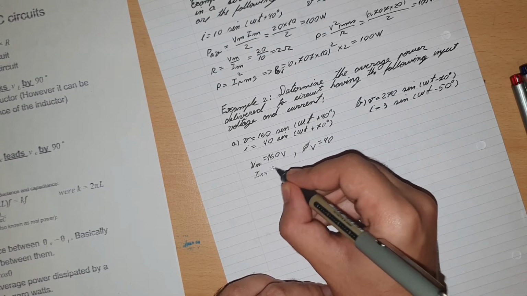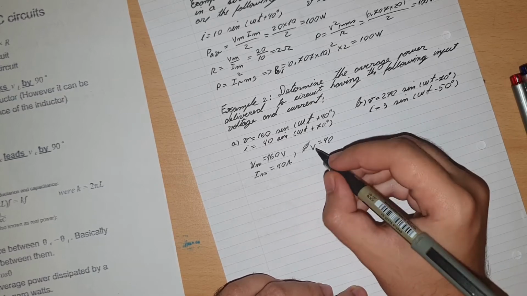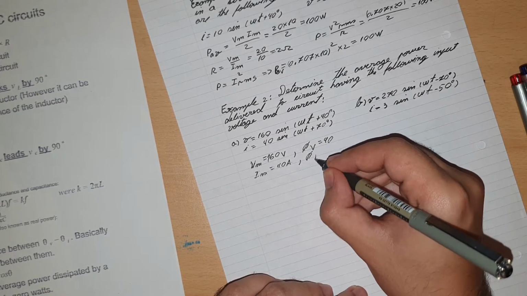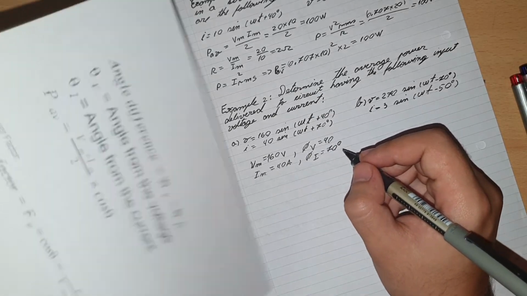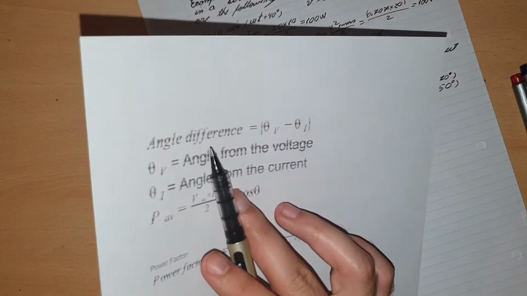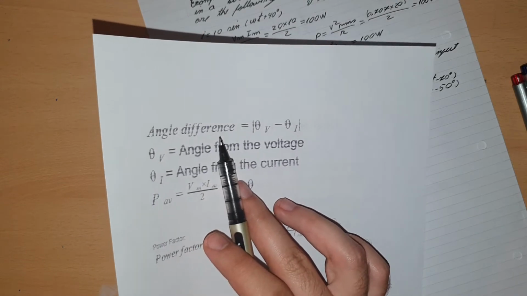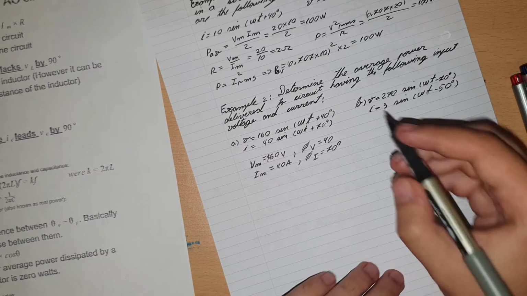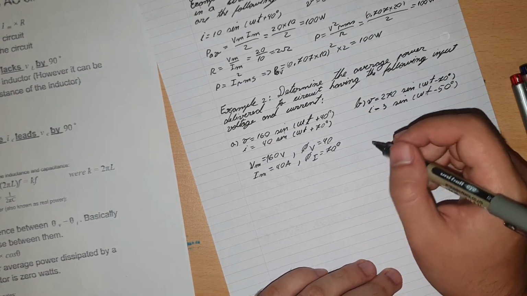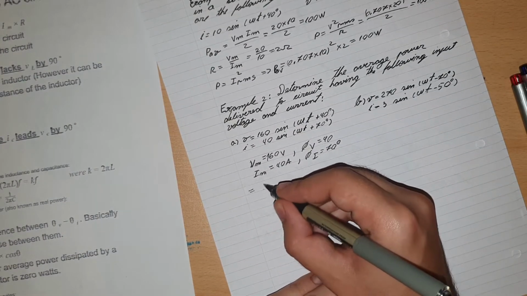Im is equal to 40 amps, and the angle is equal to 70. And of course, we are going to use the formula that I told you earlier about angle difference to find the angle that we are going to use inside the cosine. Because we know these two values, let's apply that angle difference.